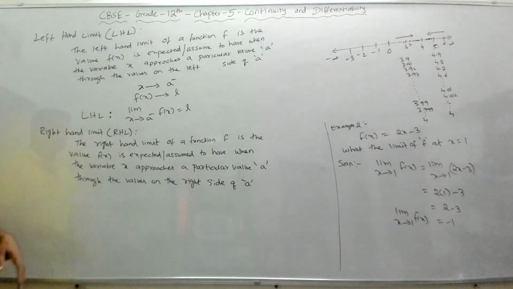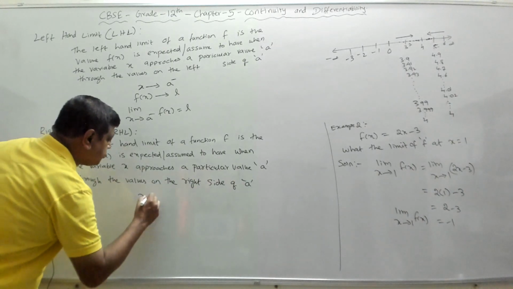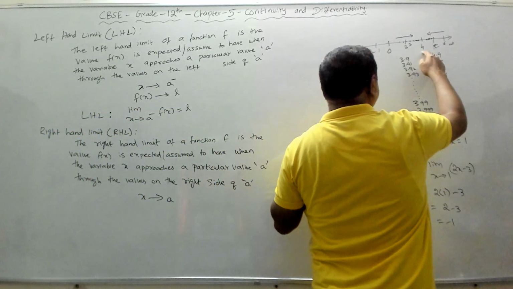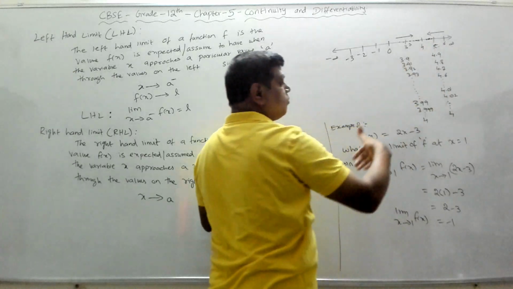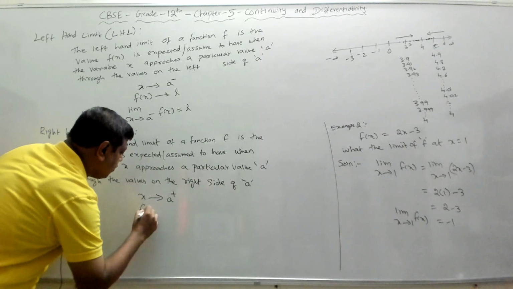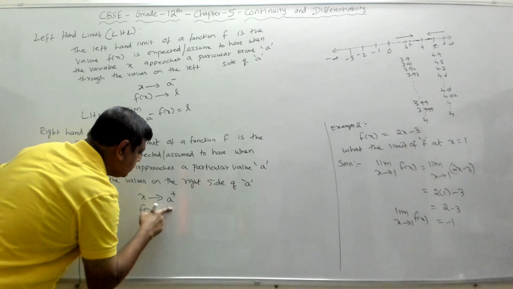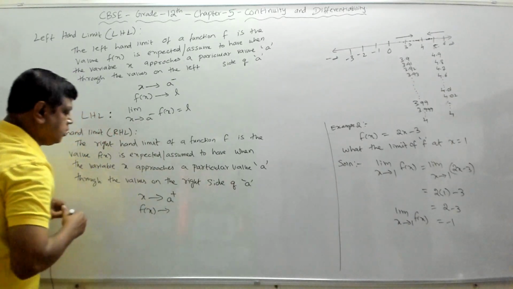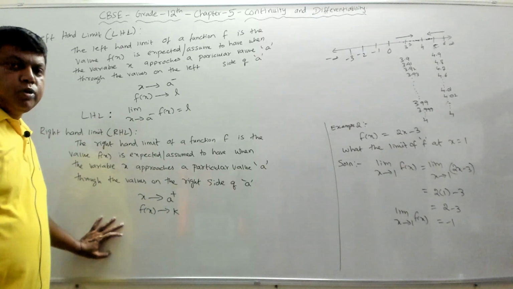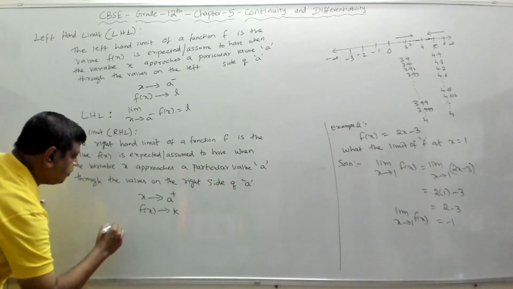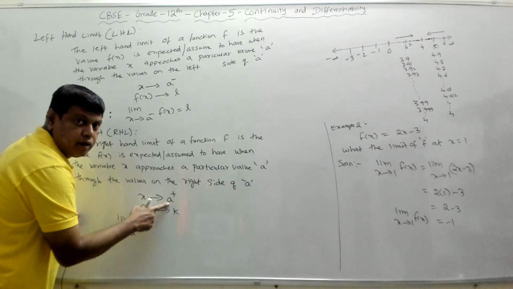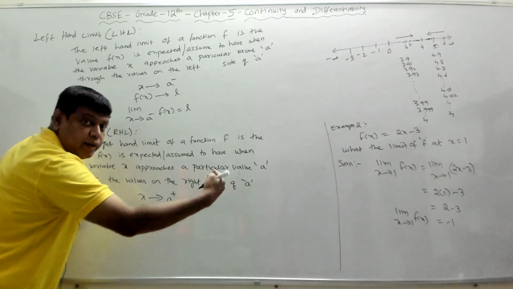That is called the right hand limit, which means x approaches a through the values on the right side of a. Suppose you take this example of 4, we are approaching 4 through the values greater than 4, which means from the right side of 4. That is denoted as x approaches a plus, and then if f of x approaches some value k, we write in symbols limit x goes to a plus, meaning x is approaching a through the values greater than a, or on the right side of a.